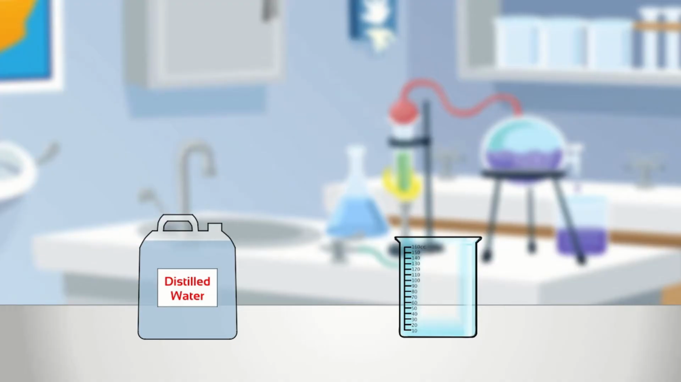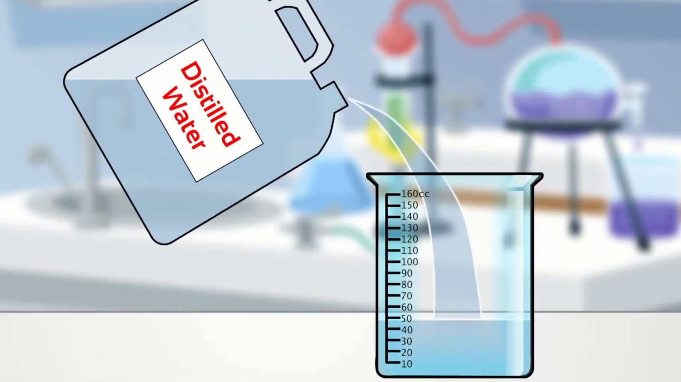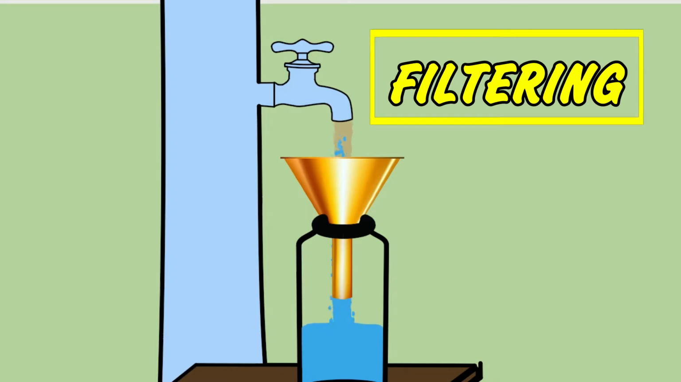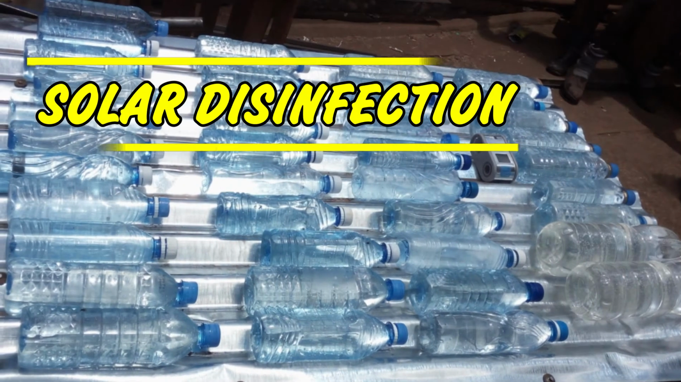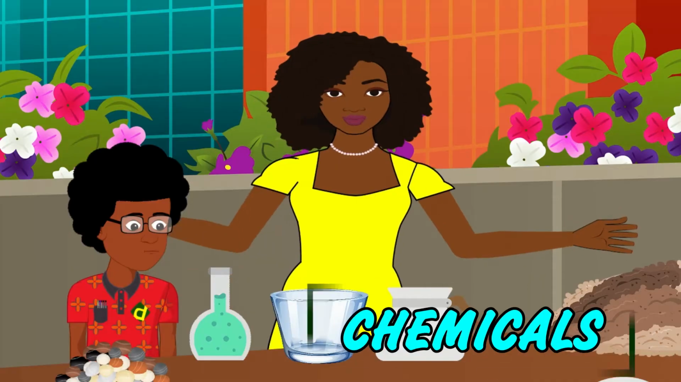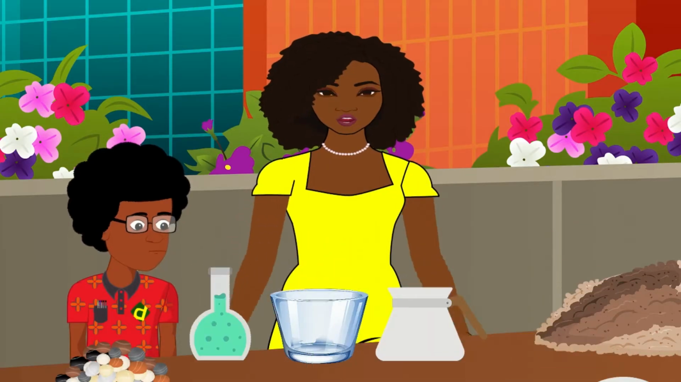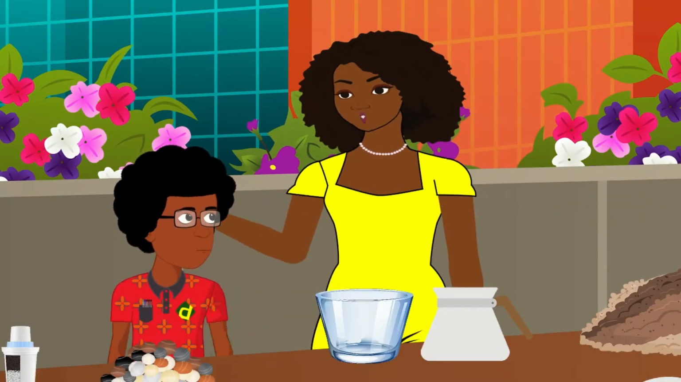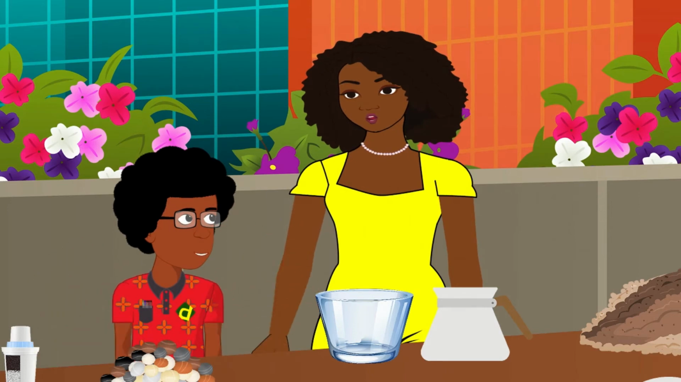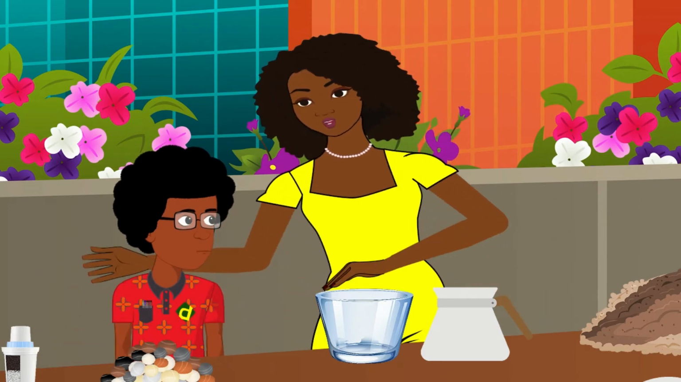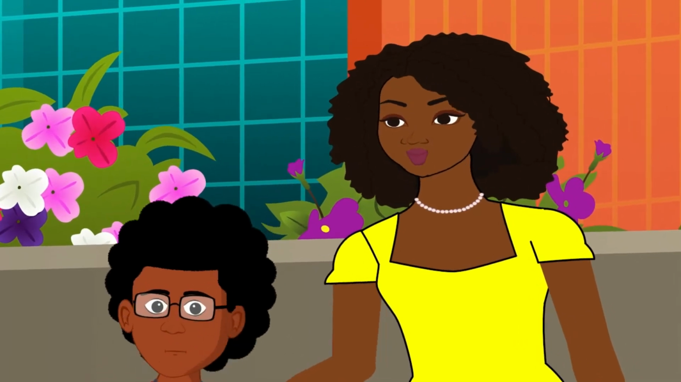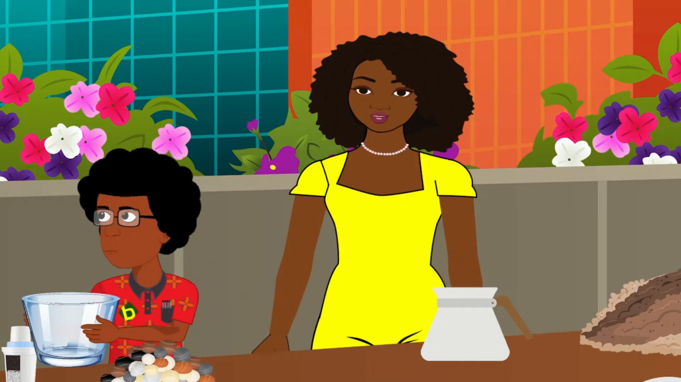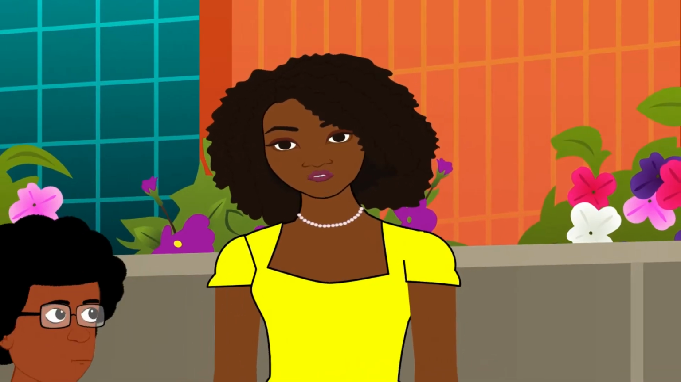There are different ways to make water pure and good for use. Some of them are by filtering, by boiling, by solar disinfection, by the use of chemicals. Now, let's purify some water. Are you ready? Yeah! Now, take the can before you. Scoop some unclean water from the water jar. I'll do just that. Let's begin with filtering.